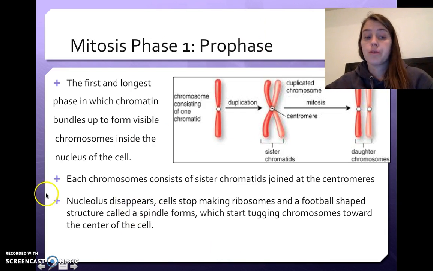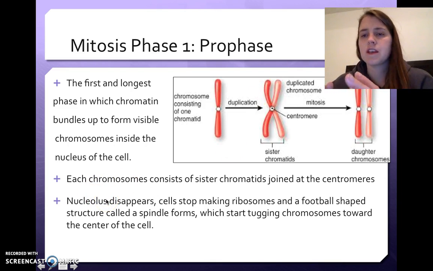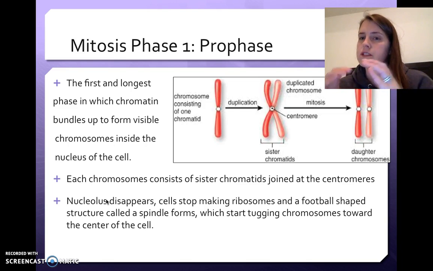So during prophase, we have these sister chromatids that are all ready to go. They're all joined at the centromere. Then also the nucleolus. So remember how we said there was the nucleus, and then inside was this area called a nucleolus, this center of the nucleus. And that's where ribosomes were made. Well, the nucleolus actually disappears, so it kind of disintegrates, and the cell stops making ribosomes.